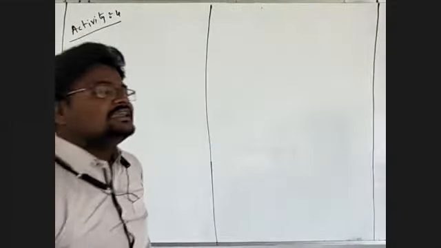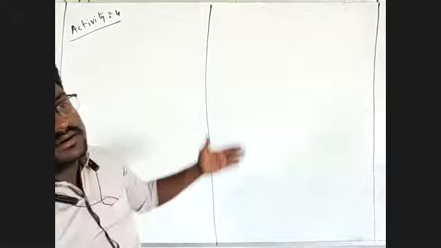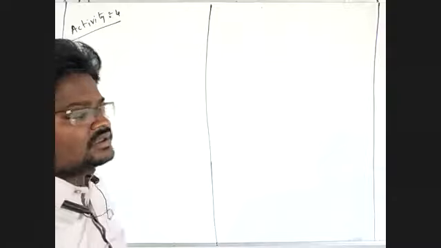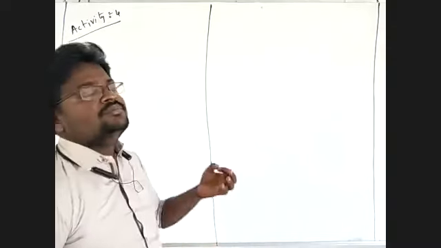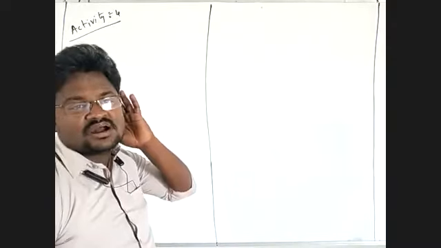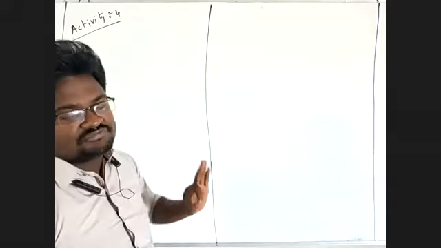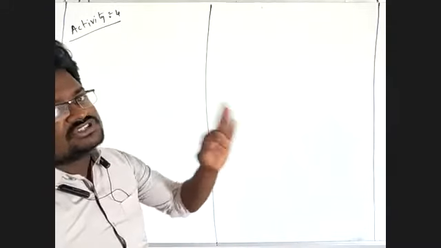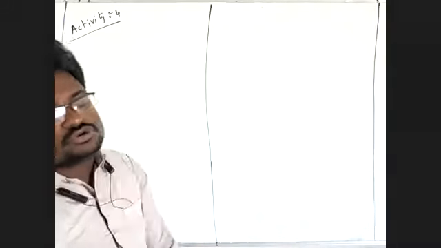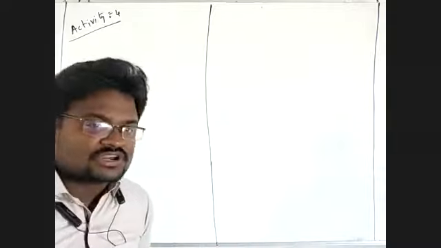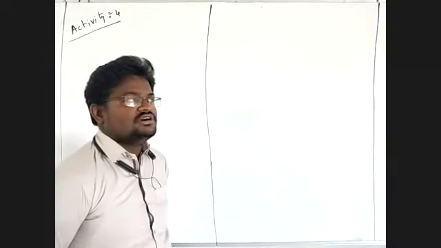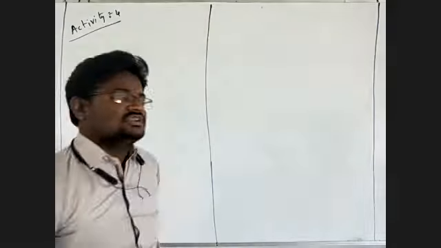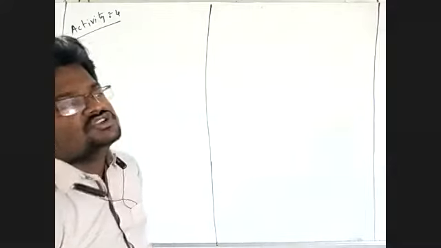First law: the incident ray, normal, and refracted ray all lie in the same plane. Next, second law, Snell's law. Snell's law means mu sin i is equal to constant. Mu means refractive index, and sin i is the sine of the angle of incidence. The product of refractive index and sine of the angle of incidence is constant. This is called Snell's law.